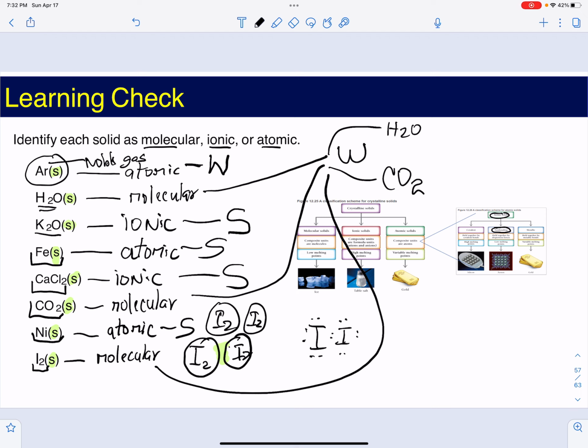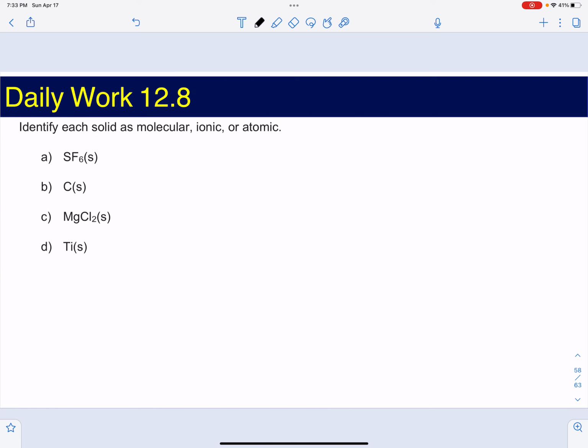And iodine is going to have also strong forces within the weak forces, because even though it's only dispersion, it has a molar mass of around 240 grams per mole. So that's going to make it into a solid also. So you're bringing together everything that you have learned so far. So with that said, go ahead and do that daily work.